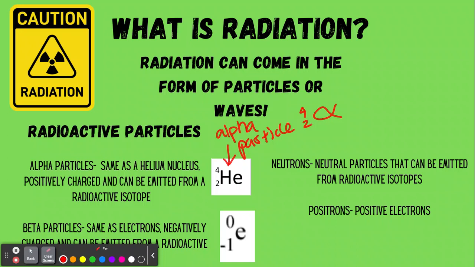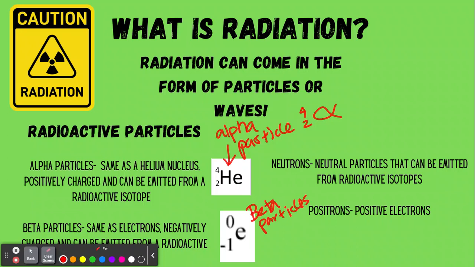Okay, another type of symbol you need to be aware of are called beta particles. Beta particles are the same thing as an electron. They are negatively charged and they also can be emitted from a radioactive isotope. Beta particle symbol is right here. So remember, the mass is on top here, which is the 0, and the -1 is the charge.